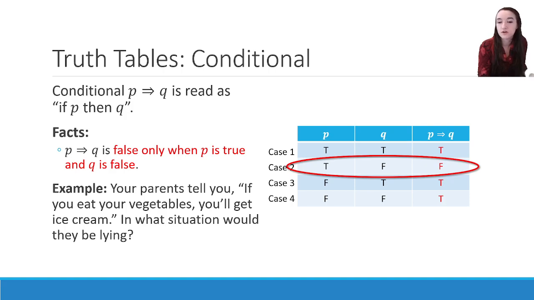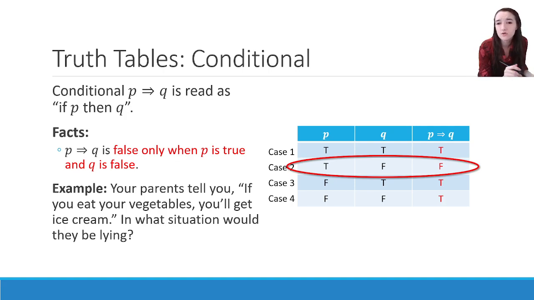So, case 4 is where you don't eat your vegetables and then they don't give you ice cream. So that's what you would have expected to happen, right? So clearly, there's no lie there either, because once again, they never say anything about what's going to happen if you don't eat them. They just say if you do eat them, this will happen. But if you don't, who knows? So whether they give you the ice cream or not doesn't matter, because they never said anything about what happens if you don't eat the vegetables.